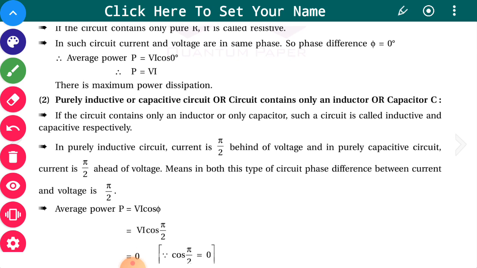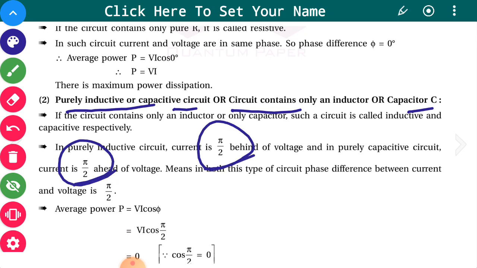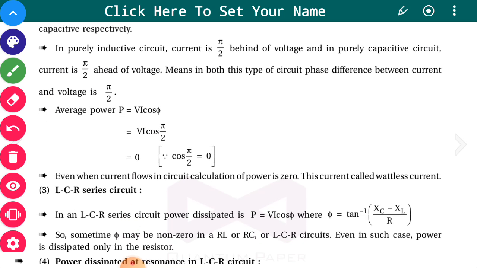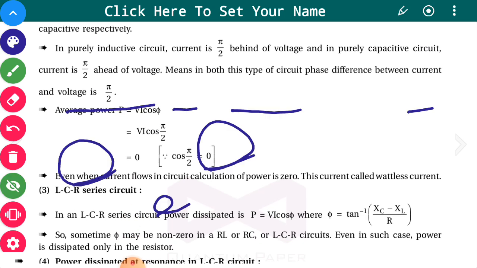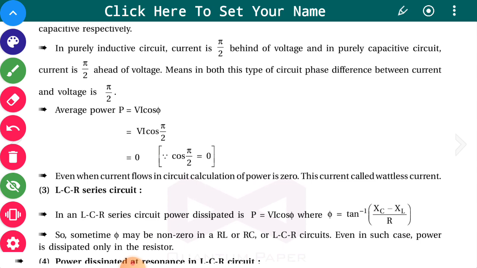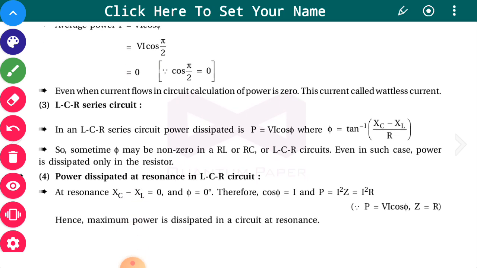Now if you have a purely inductive or capacitive circuit, either only an inductor or only a capacitor, then the phase difference between voltage and current is pi by 2. So instead of phi you write pi by 2, then cos pi by 2 is 0, then power dissipated will be 0. Or we can say even when current flows in the circuit, the power is 0. This current is known as wattless current. Okay, no power is dissipated, that is the reason.